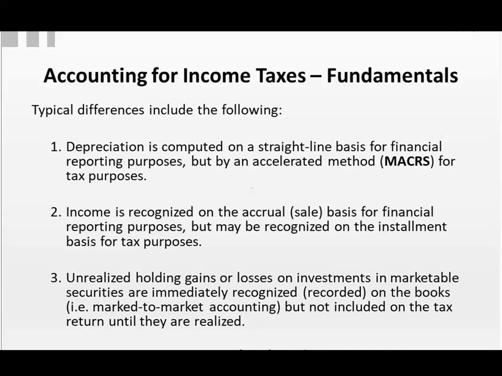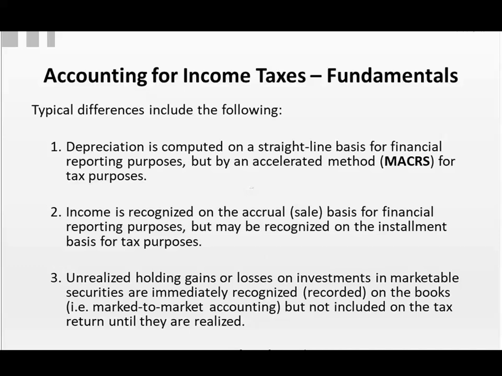Or, another typical difference was income was recognized on the accrual basis for financial reporting, but it might have been recognized on an installment basis for tax purposes. So if you sold the building for the tax return, you had a big gain on it. For the taxes, you like to dribble it in on an installment basis over time.